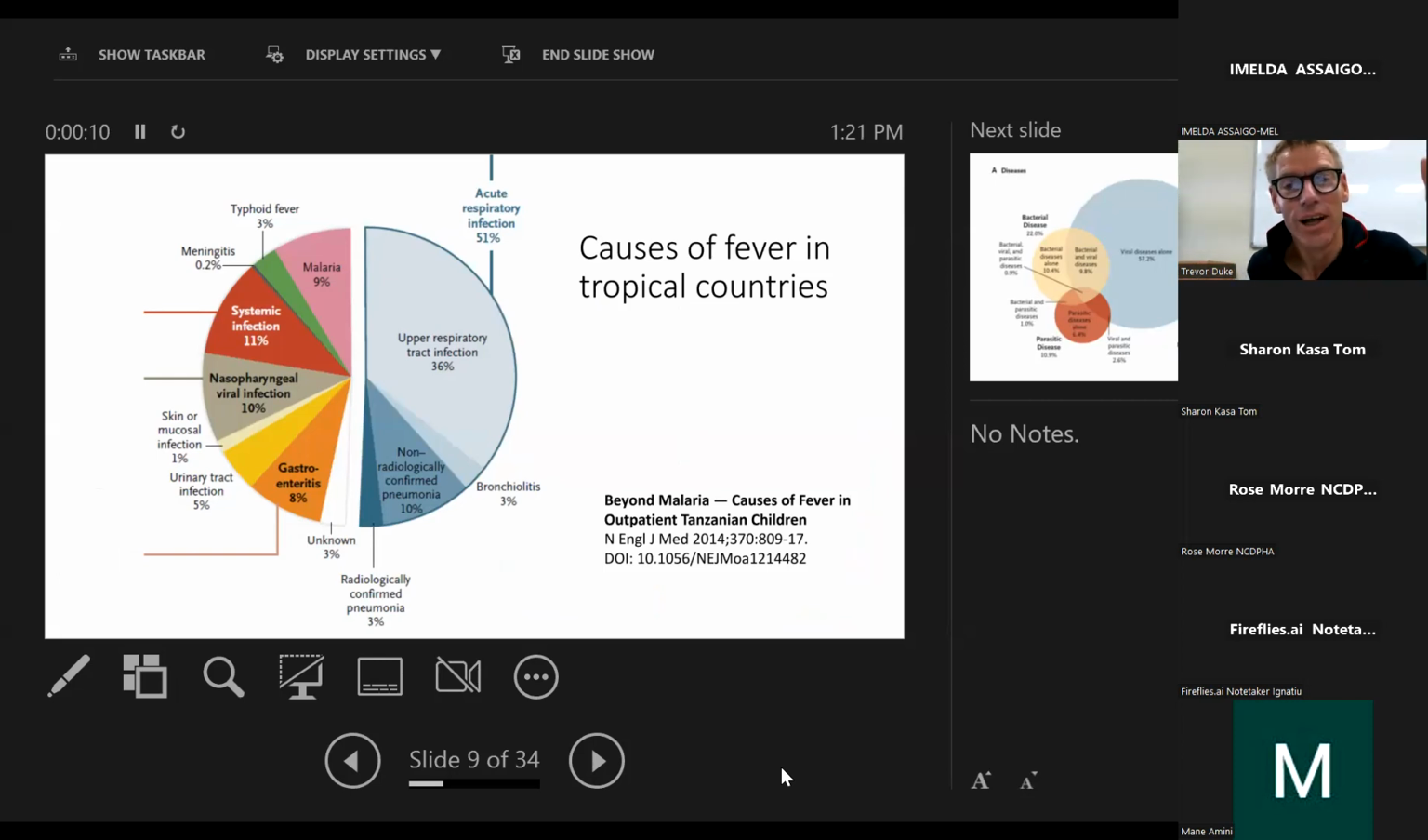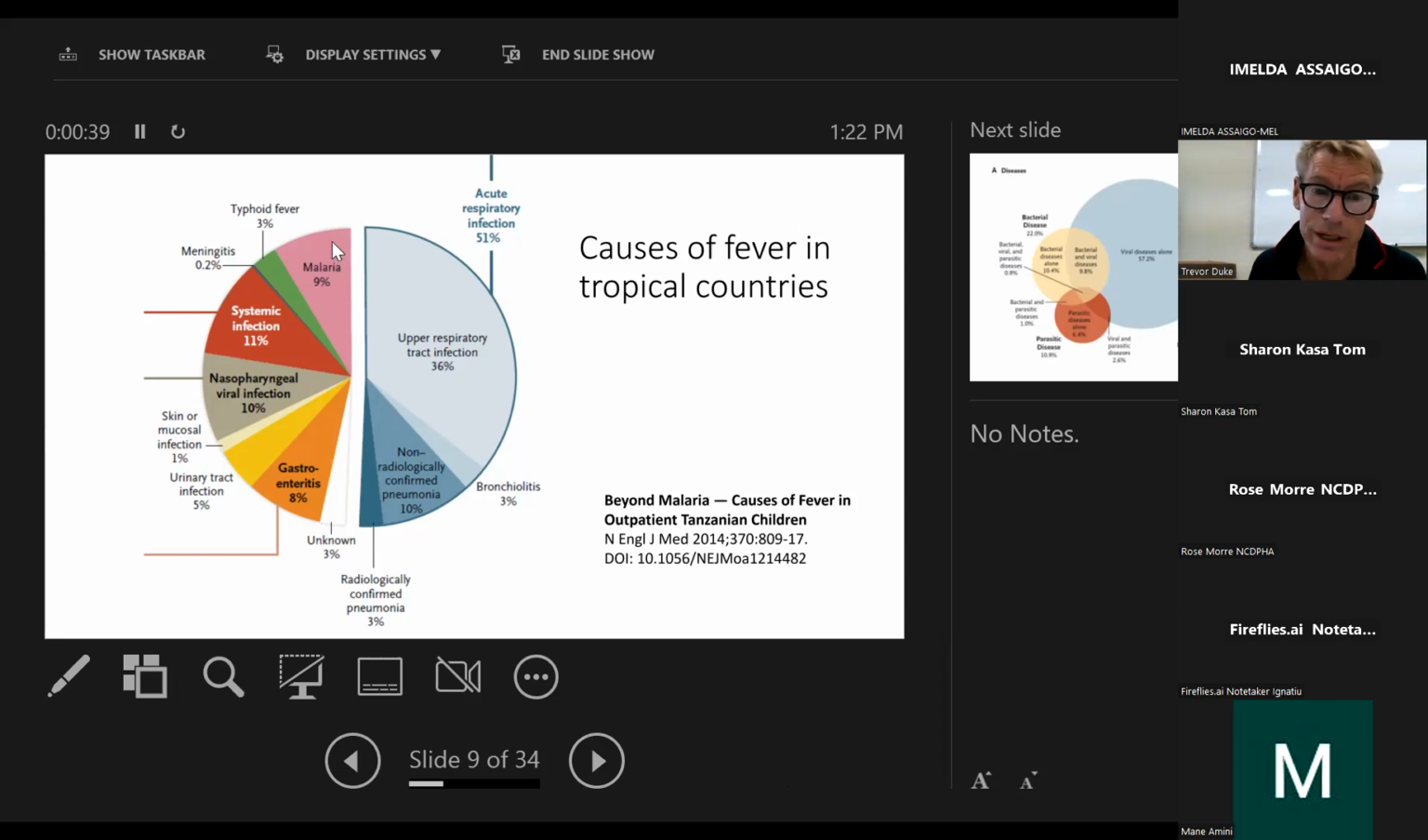Let's go back. So I wanted to talk about the causes of fever in tropical countries. And I guess in the past, the main cause of fever was malaria, but now we're knowing a lot more about the causes of fever. And this is a study that was done in Tanzania. I think it's a really good study because it looked in detail at the causes of fever in children. These are thousands of children that have come in with fever. And as you might expect, quite a few of them have malaria.